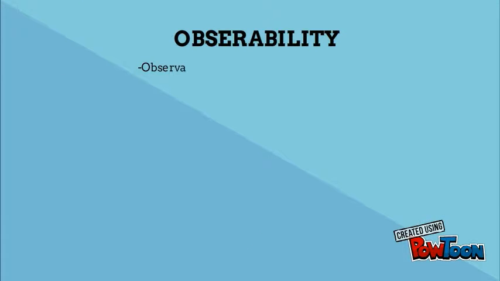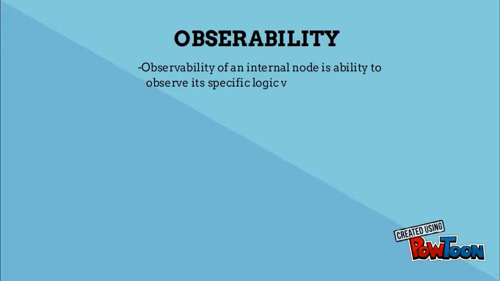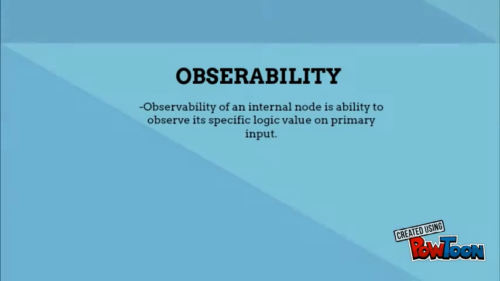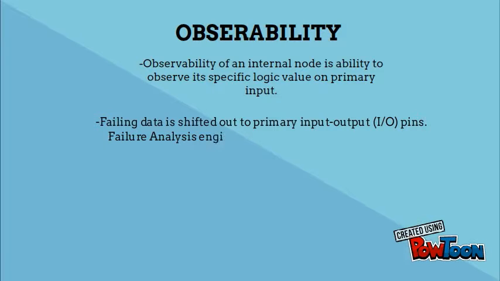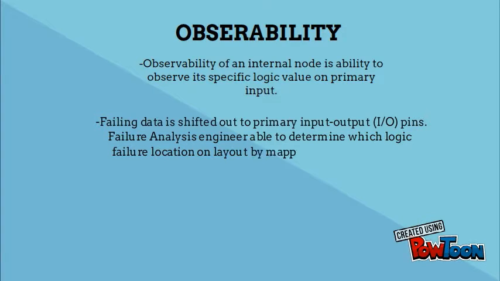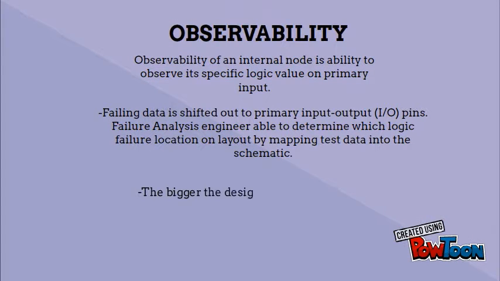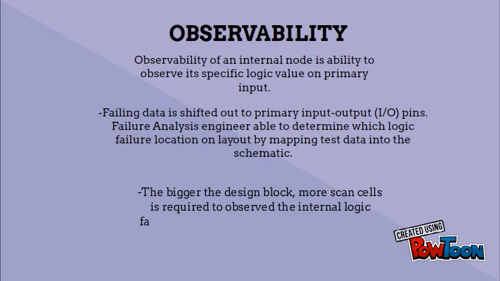Observability. Observability of an internal node is the ability to observe its specific logic value at the primary output. Failing data is shifted out to the primary input-output (I/O) pins. The failure analysis engineer is able to determine the logic failure location on the layout by mapping the test data into the schematic. The bigger the design block, the more ScanCells are required to observe the internal logic failure. Usually the number of scan chains will also increase.